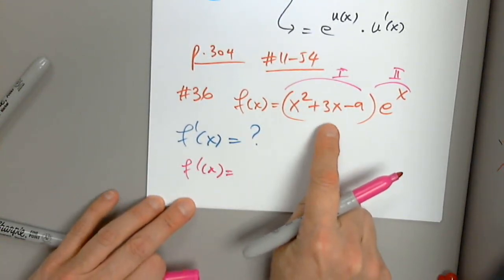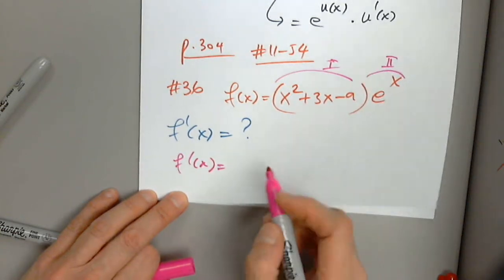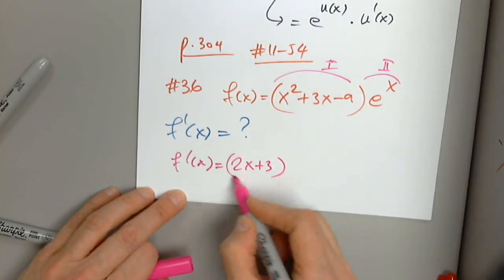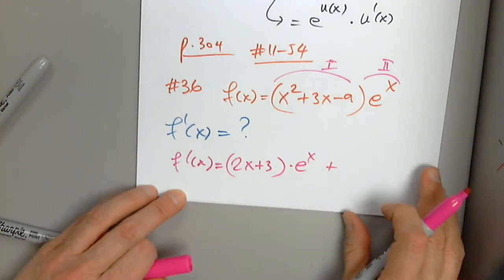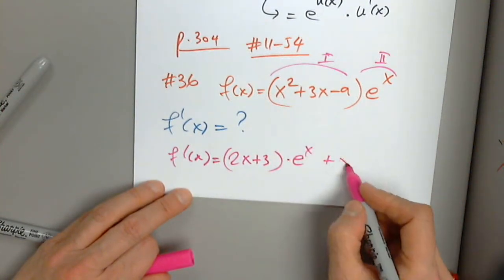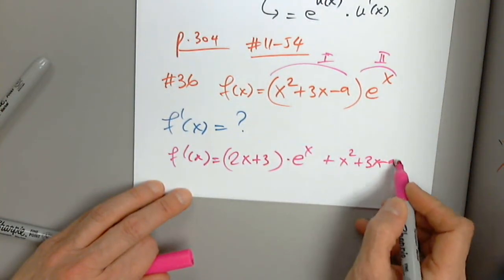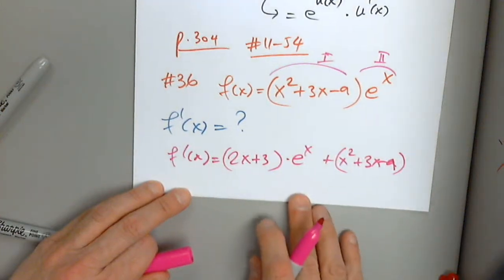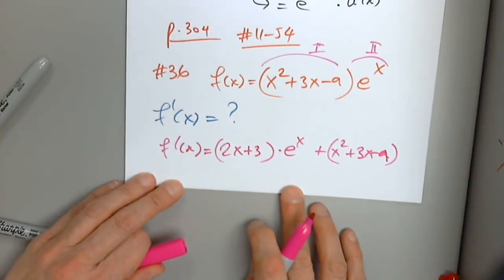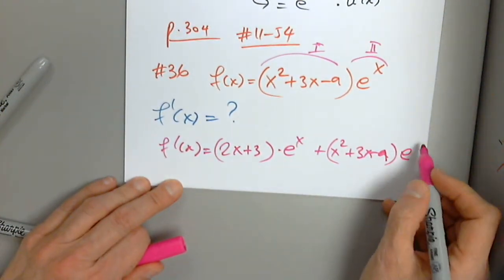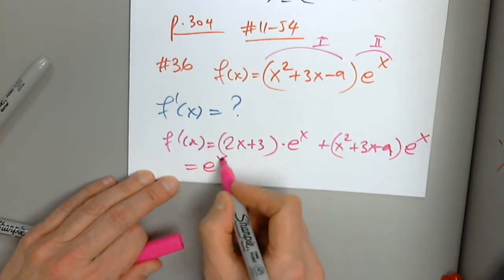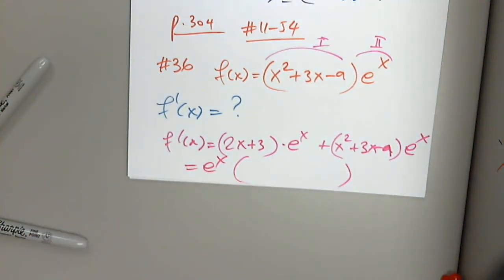1 prime. What do we write? 2x. Excellent. Times the second one plus I copy the first one times the second one prime. But that is the nicest function of all. E to the x. E to the x. Let's factor out e to the x and simplify the inside.